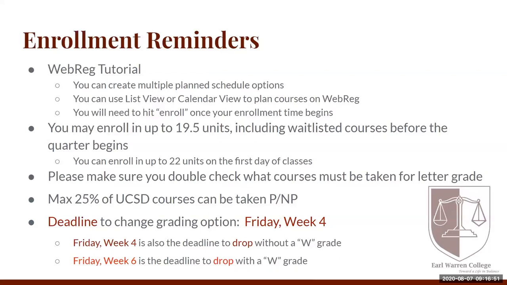As you choose your grading options, please make sure you choose the appropriate option. Most major courses must be taken for a letter grade, as well as one Writing 100. Monitor your pass/no pass percentage and make sure it remains below 25% during your time at UCSD. And lastly, UCSD deadlines are strictly enforced, therefore please make sure you keep track of add, drop, and change of grading option deadlines. The deadline to change your grading option and to drop a course without a W is Friday of week 4 of every quarter. In addition, the deadline to drop a course with a W is Friday of week 6.